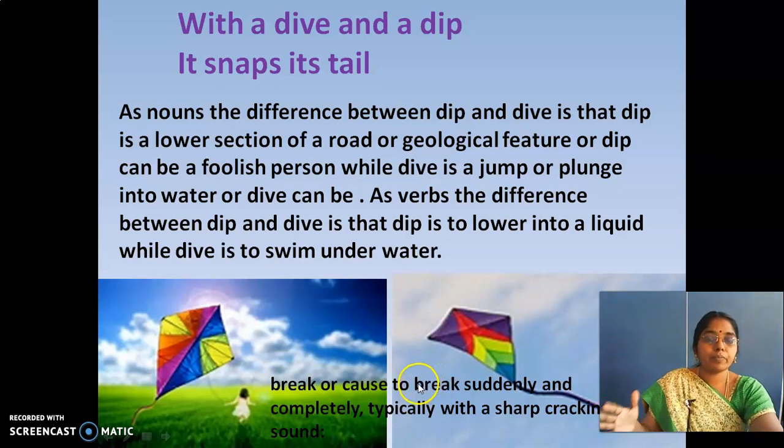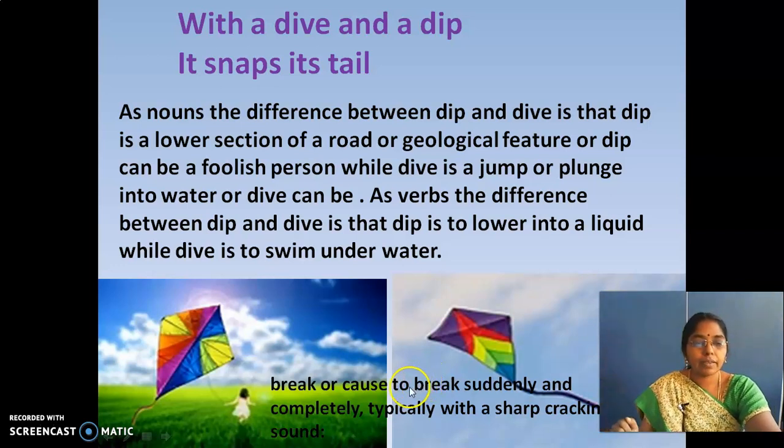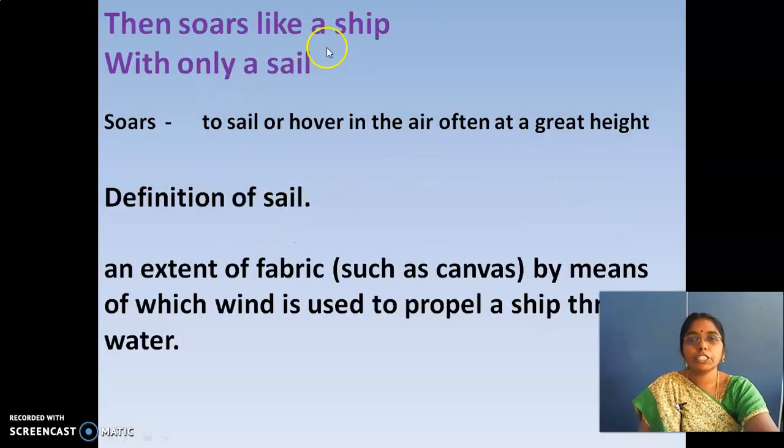So when the kite is flying high, when the wind blows heavy, that time you will hear the sharp crackling sound. That is what snaps. Okay, snaps its tail. Can you understand here? Right? Then soars like a ship, soars to sail often at a great height.